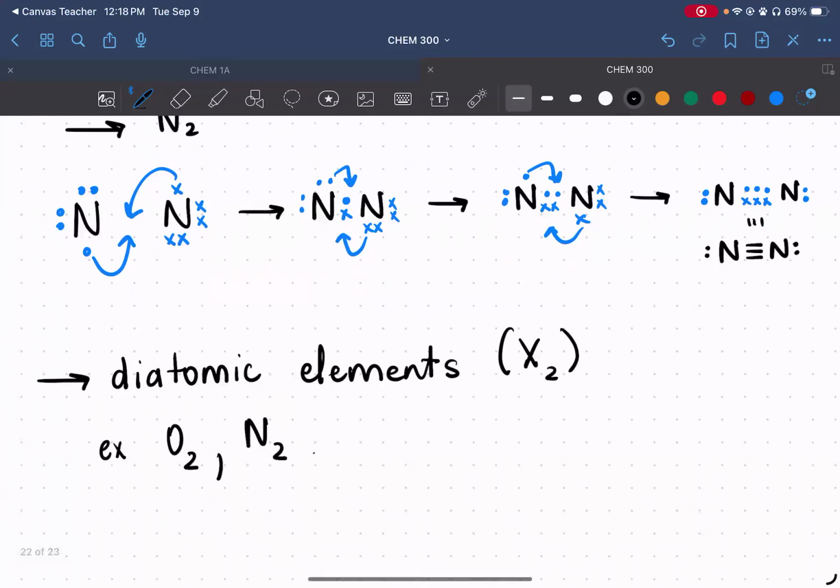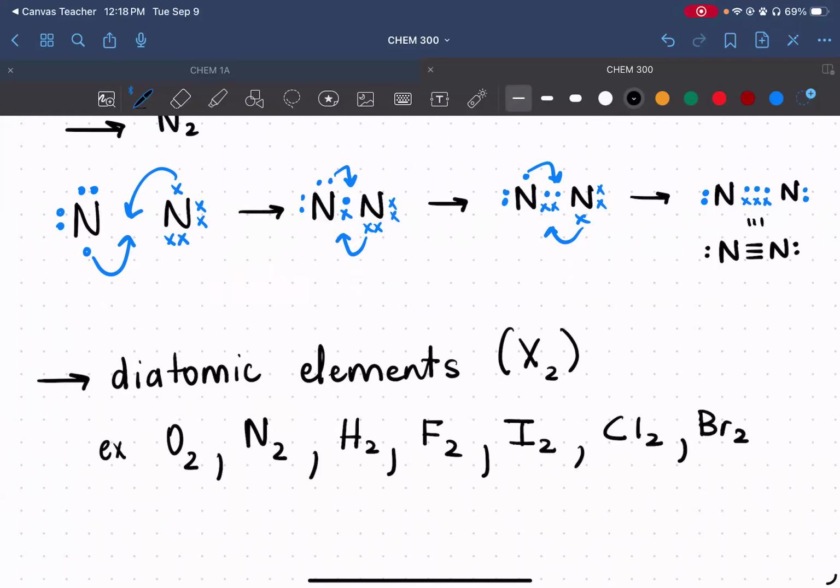But there are others. H2, F2, I2, Cl2, Br2. These are a list of the diatomic elements that you will encounter on the periodic table.